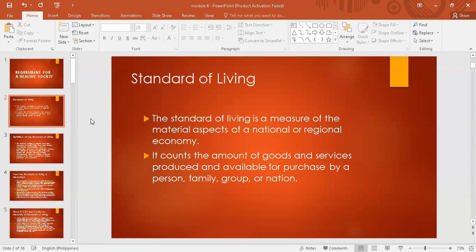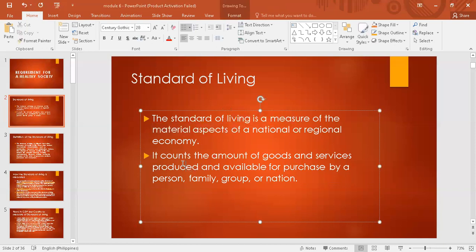So this one, ang una po nating topic dito ay ang standard of living. What does it mean pag sinabi nating standard of living? Ang standard of living is a measure of the material aspects of a national or regional economy. So pag sinasabi nating standard of living po, nasusukat dito yung gaano kagandang ekonomiya ng isang bansa or ang mga countries beyond that region base doon sa tinatawag nating material aspects. Ano ba itong material aspects na to?